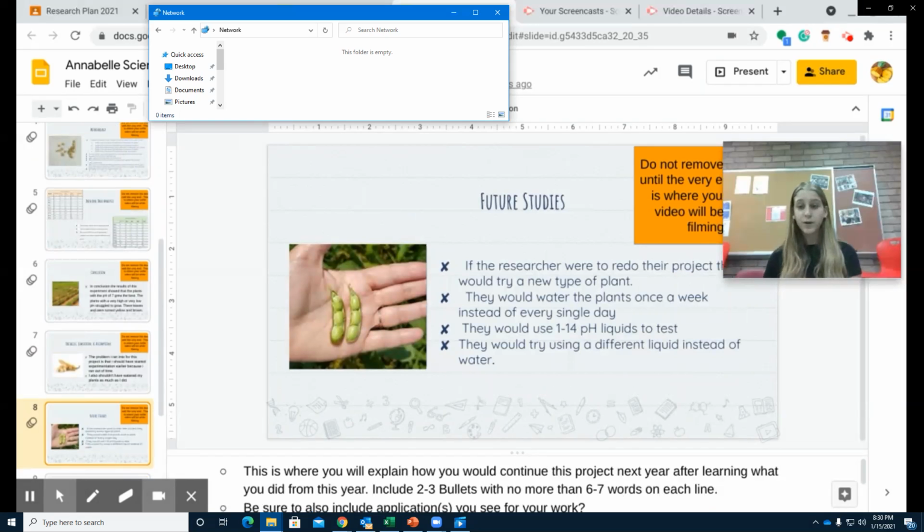Future study. If I were to redo this project, I would definitely try a new type of plant. I would water the plants once a week instead of every single day. I would also try using the pH scale of 1 to 14, and I would also try doing a different liquid instead of water.